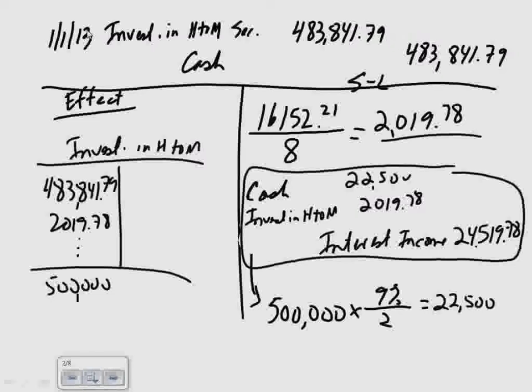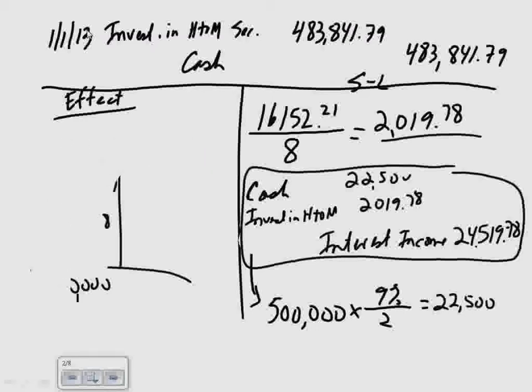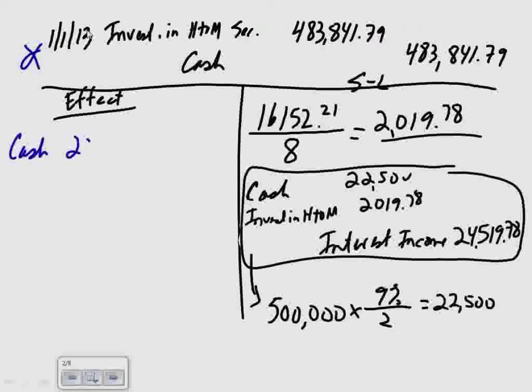All right, so now let me do the effective interest method, and we'll do it for the first couple periods to make sure that we have that down. When we do the effective interest method, the journal entry to record the purchase of the asset is the same. It's still going to be investment in held to maturity securities 483, cash 483. The cash that's received each period is still the same, $22,500. That doesn't change under straight line or effective interest. It's still the coupon payment.